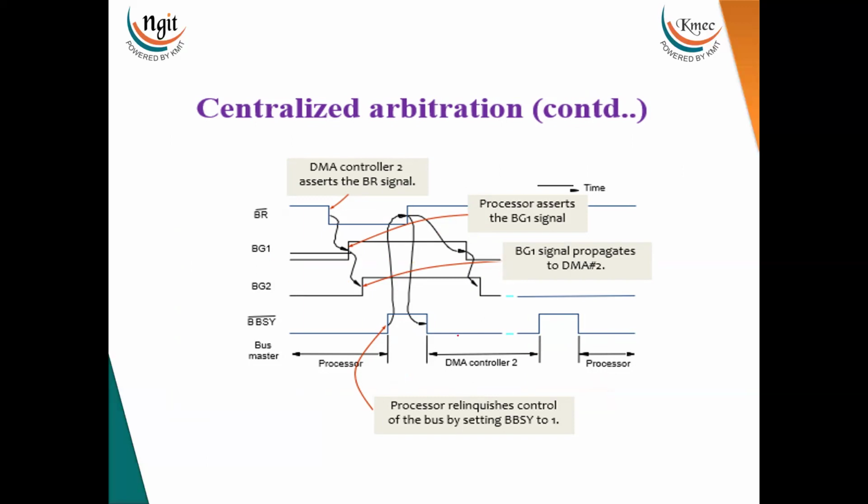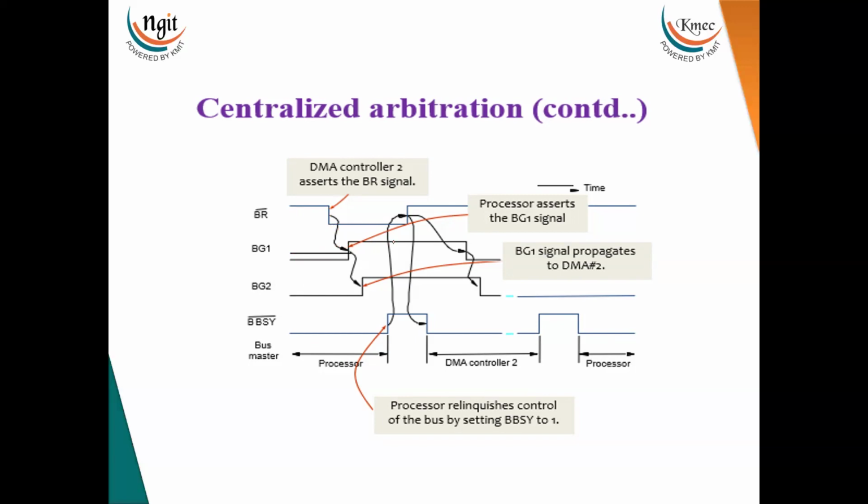Now we will analyze the same process with the timing diagram. Initially, bus busy is also an active low signal. If it is 0, it means the bus is under the control of the processor. The request signal is initially high. When any device sends a low signal onto this request line, the request goes to the processor, and after that the processor sends the grant signal, which goes to the first DMA, DMA1.